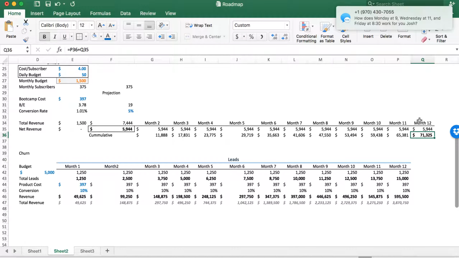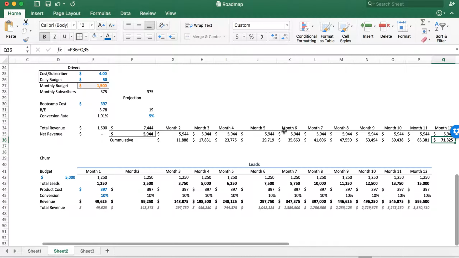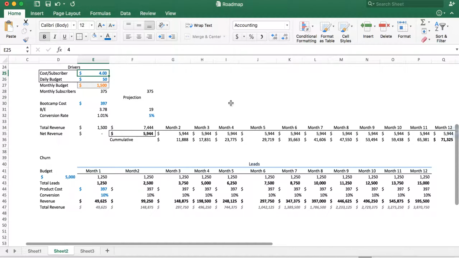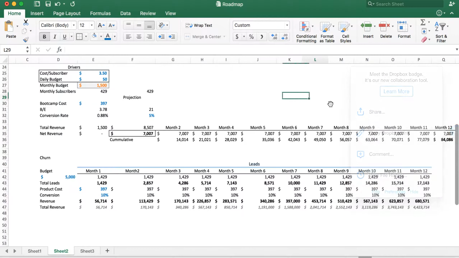$71,000 just for a 5% conversion rate. Now here's where it gets fun, guys. You can take this model and start saying, wow, what if I am able to get my cost per subscriber down to $3.50? Well, geez, look how that changes. That added almost $13,000 to what you can make over the course of a month.